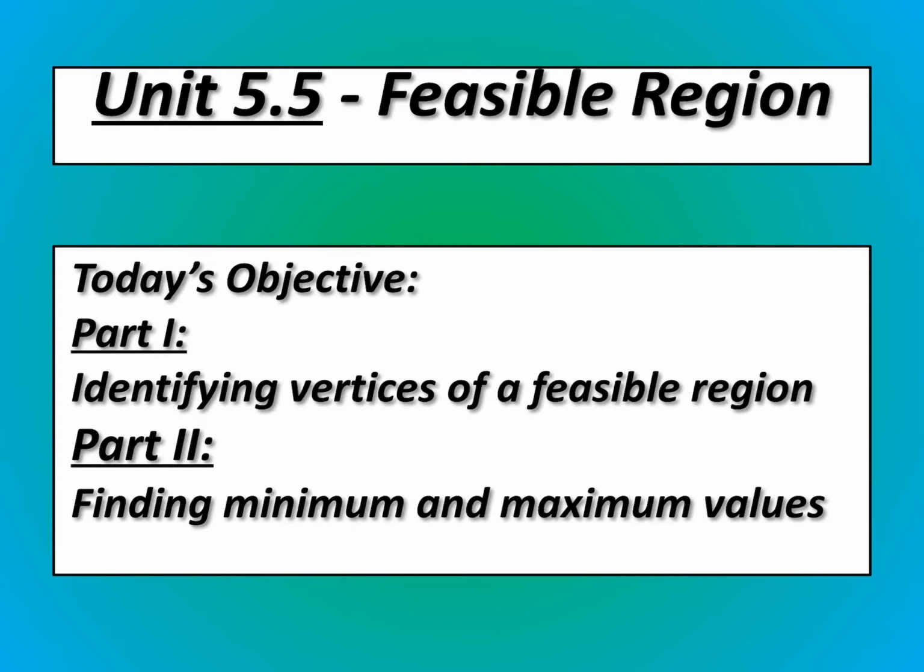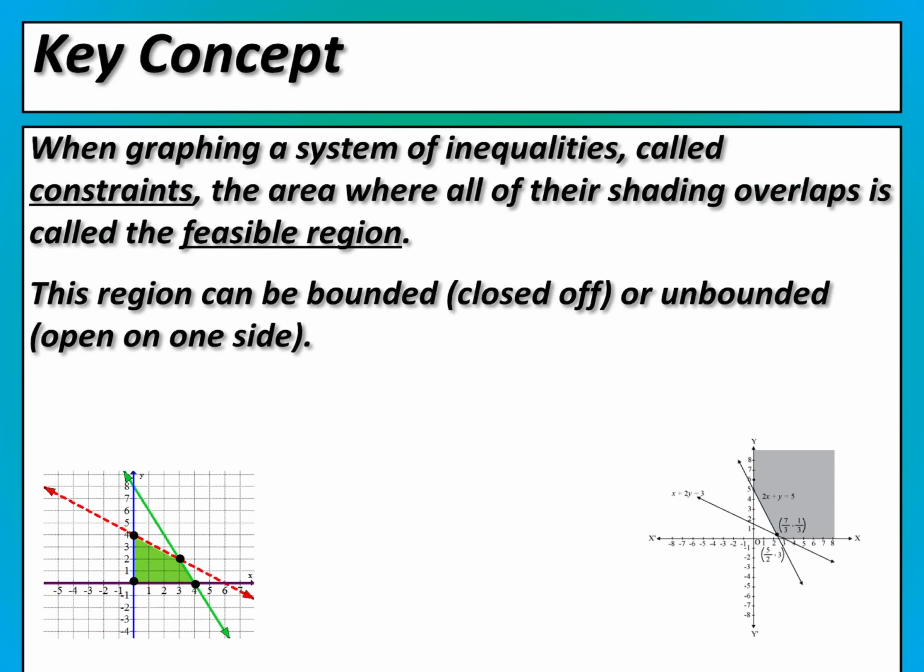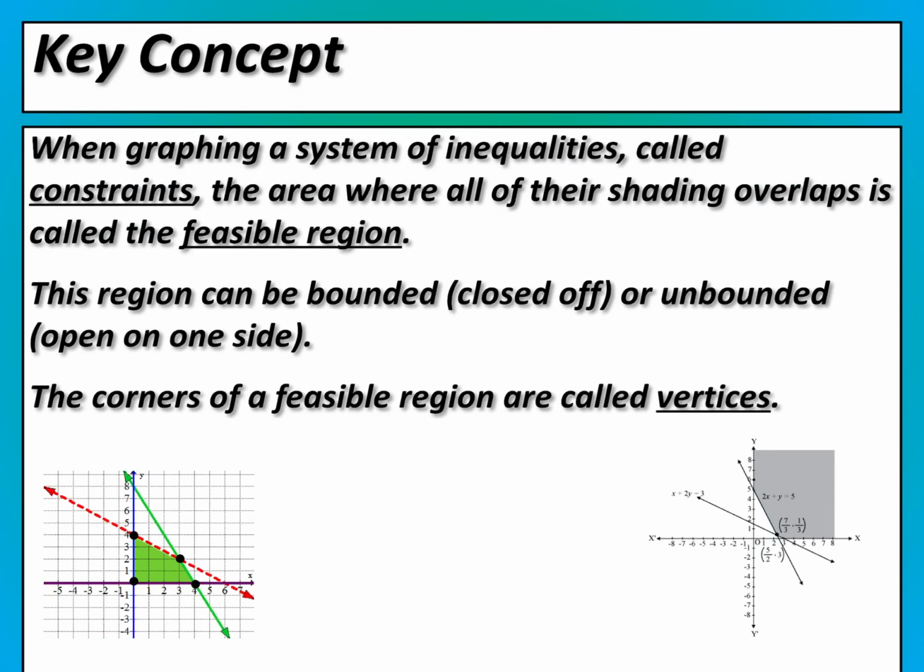Today we are talking about feasible region. So this is going to build off of our knowledge from systems of inequalities. When we're graphing systems of inequalities, the equations are called constraints, and they create this shaded area called the feasible region. This is where all of your possible solutions occur.